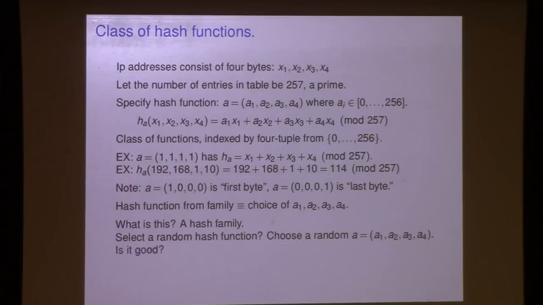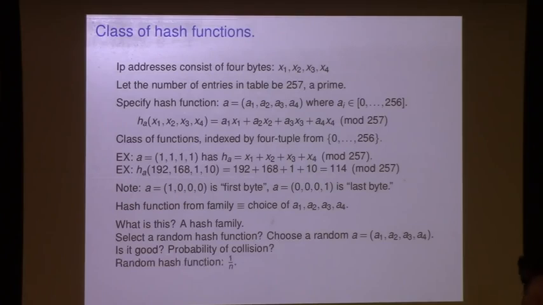Is it good? How do we tell whether it's good? For a particular hash function, now you get to look at the keys. When you say it's good, you mean that for any set of keys, when I pick randomly, it will do well for that set of keys. You know that for any hash function, there's a bad set of keys. So the question is, how do you set this up?